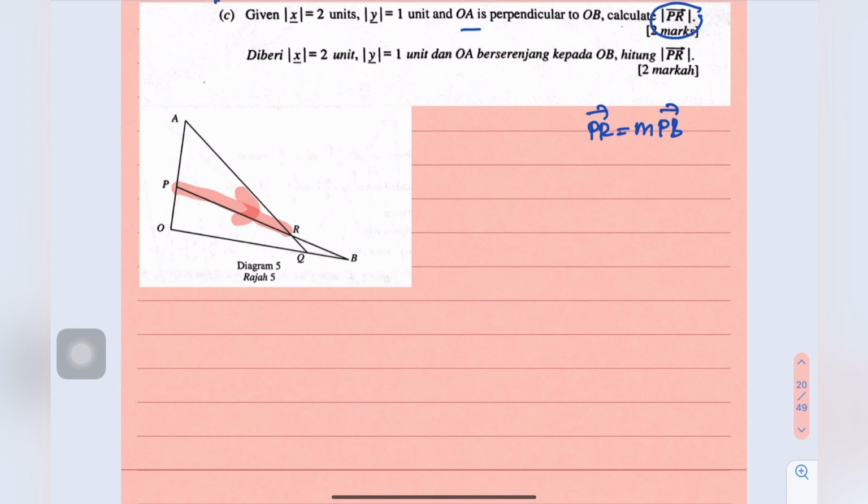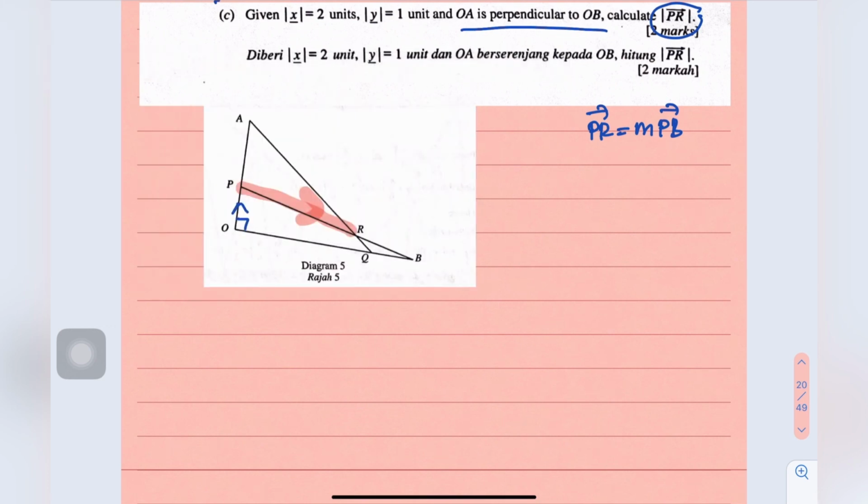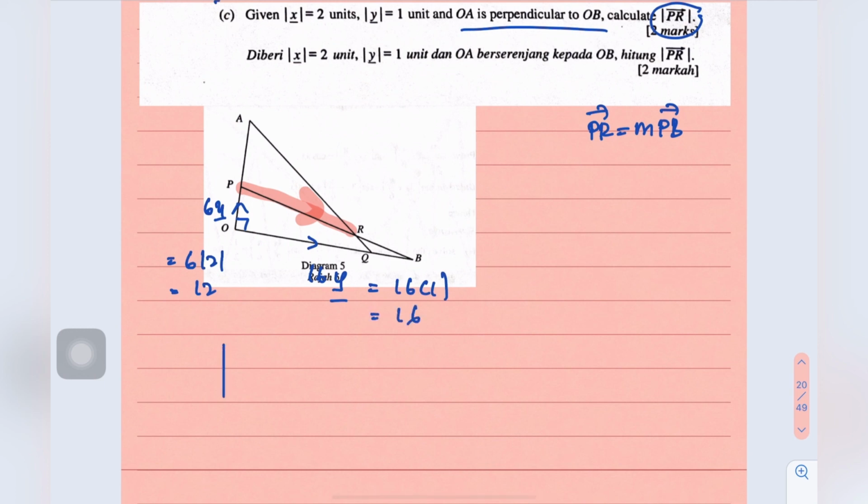Kat sini dia kata OA perpendicular to OB, so dekat sini lah ni perpendicular, meaning that 90 degree. This one OP actually is 6x, and OB is 16y. Then x is 2, y is 1. So 6 times 2 equals to 12, and 16 times 1 equals to 16. Bila kita lukis balik this diagram, this one is 12, this one is 16, this one is 90 degree.